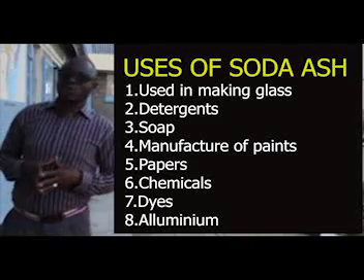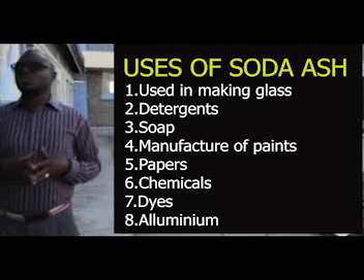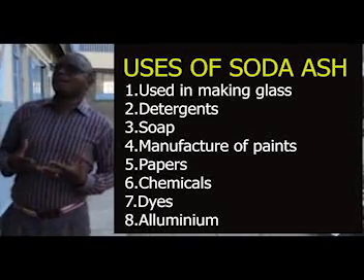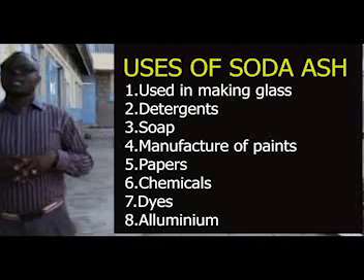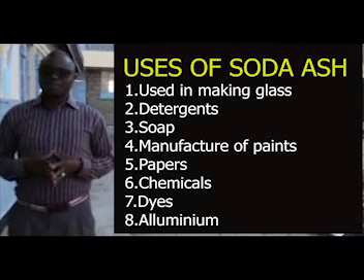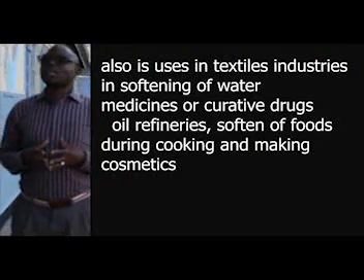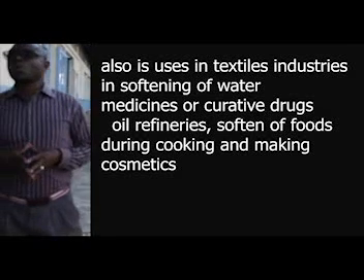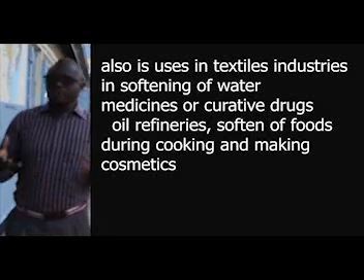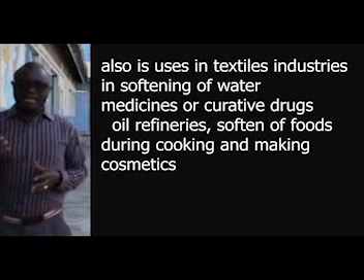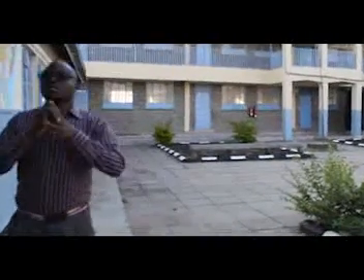The uses of soda ash. Soda ash is used in making glass, detergents, soap, manufacture of paints, paper, chemicals, dyes, aluminium. Soda ash is also used in textile industries, softening of water, medicines or curative drugs, oil refineries, softening of food during cooking, especially food that is hard, and making cosmetics. Those are the uses of soda ash.